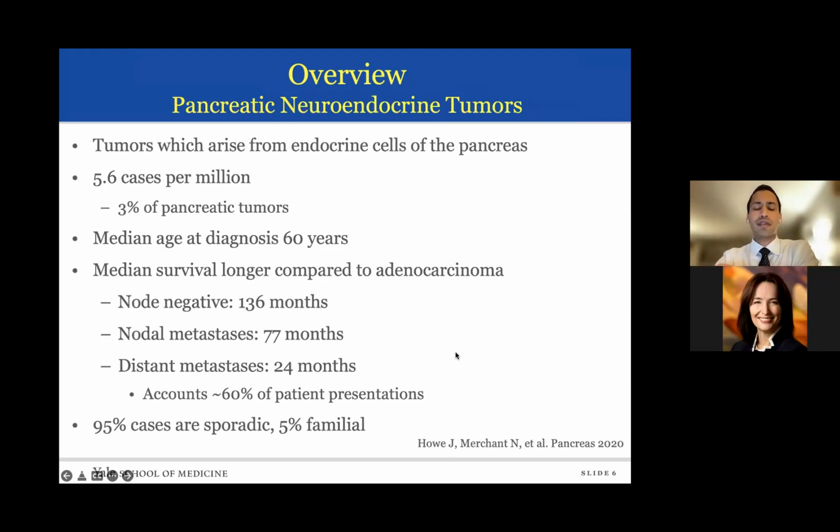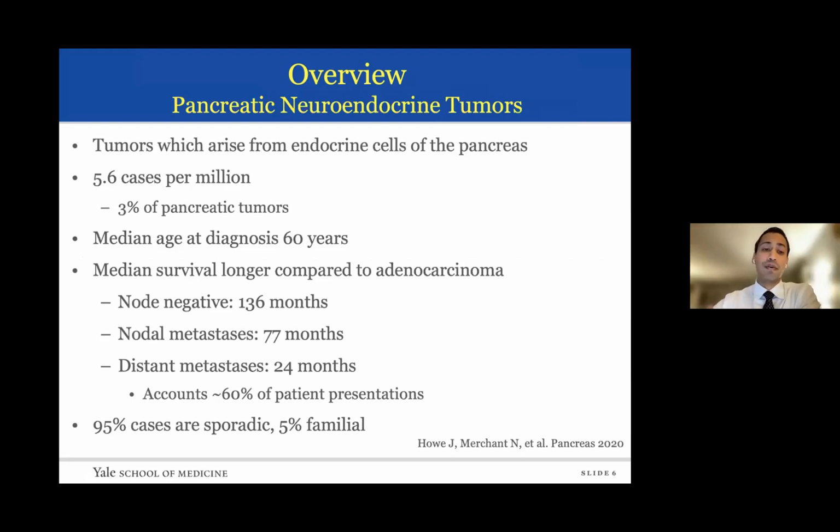Sorry. So the survival is very important based on the nodal status. Patients with node negative PNETs have a very favorable survival at 136 months. The addition of metastasis to lymph nodes decreases that survival to 77 months. And when patients present with distant metastases, the survival is 24 months. That's important to understand because 60% of patients do present with distant metastases, and I think that plays into the decision-making process for how to treat the patient optimally. As Dr. Kunz had mentioned during her talk, the majority of the cases are sporadic and some are familial.